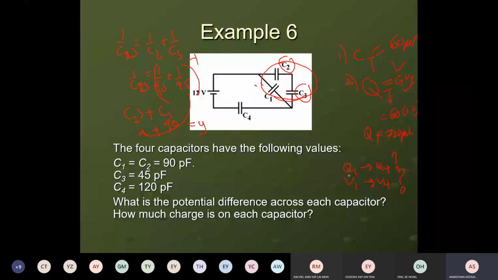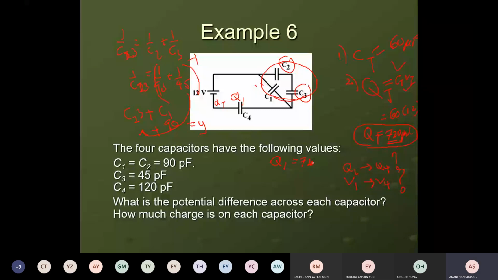So Q1 to Q4, V1 to V4, which can you find first? You can find Q1 first, because Q1 is the same as Q total, right? Main branch. Q1 is the same as the Q total. So Q1 is the same as 720. So the first you are able to find is Q1, which is 720.